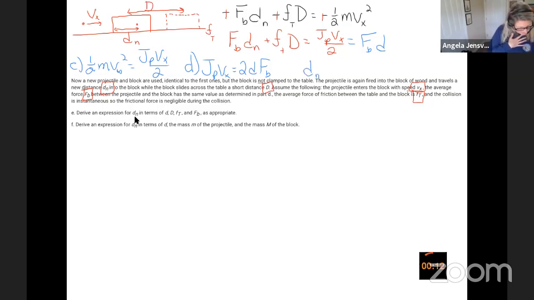dn is equal to, oh, I think I need to make another substitution. I think I'm not quite ready to solve yet. So Fb dn, oh, this is fine, I was fine. So dn is equal to Fb d minus Ft, capital D, over Fb.